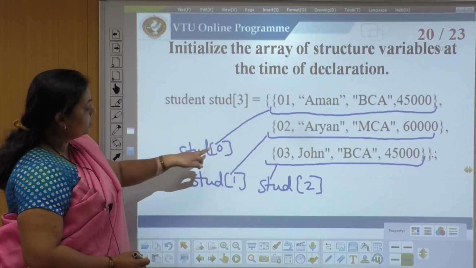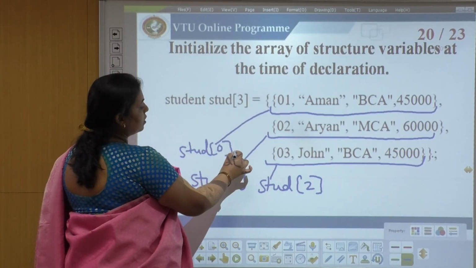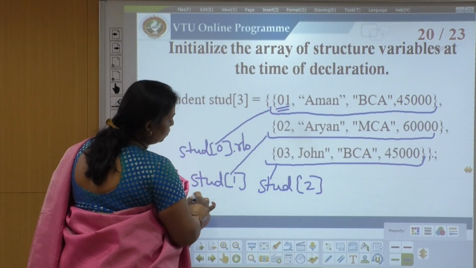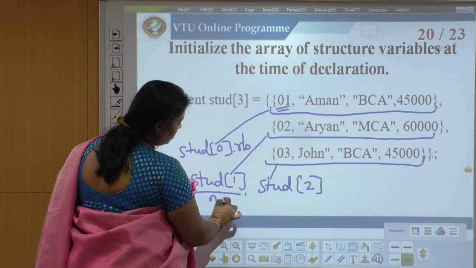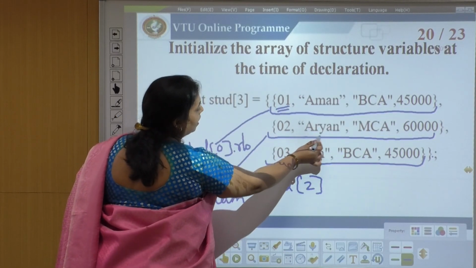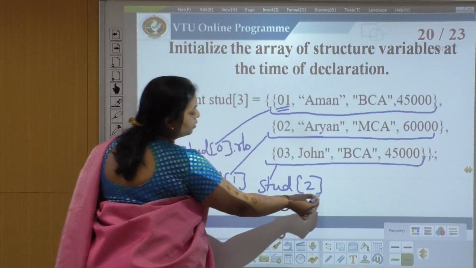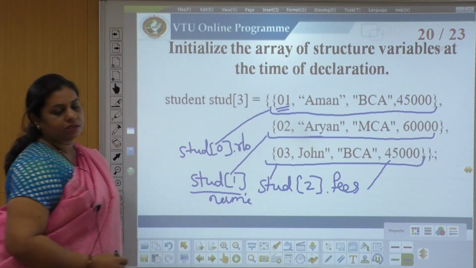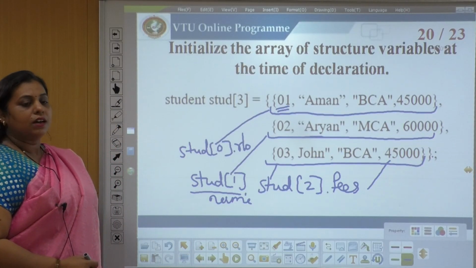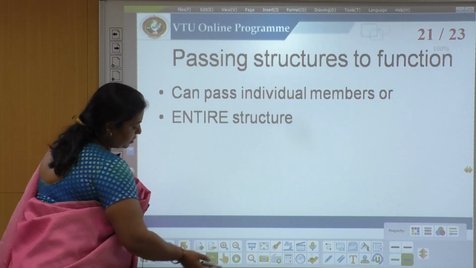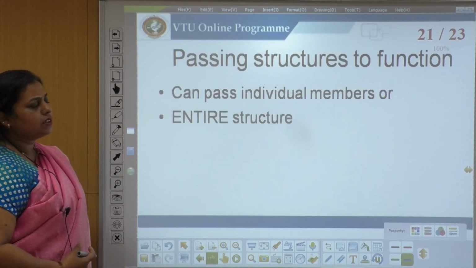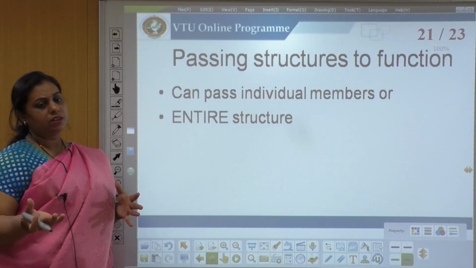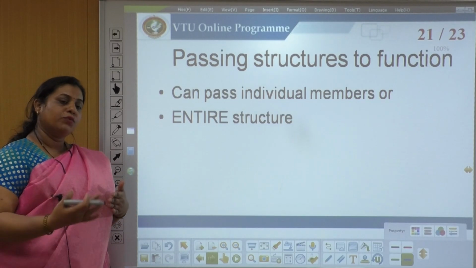Look here, stud 0 dot roll number will fetch me 01. Stud 1 dot name will fetch me RN. Stud 2 dot fees will fetch me 45,000. Right? This is how we can work with arrays of structures. Next one is, whenever we are working with a structure, we may need to pass the entire structure to the function so that we can work upon it.